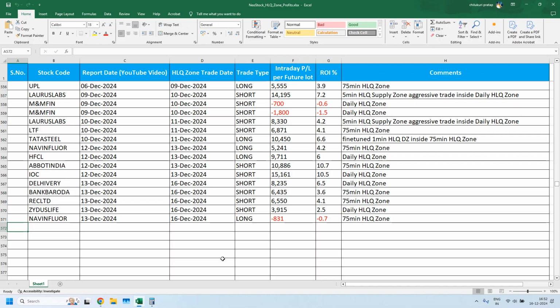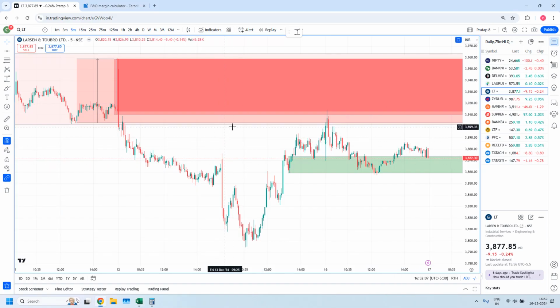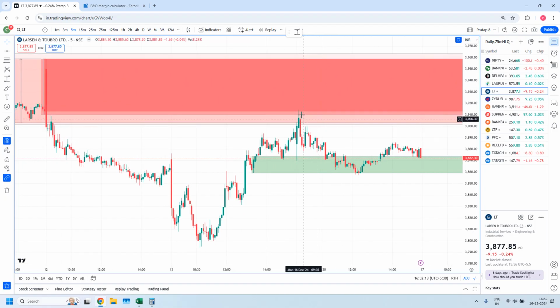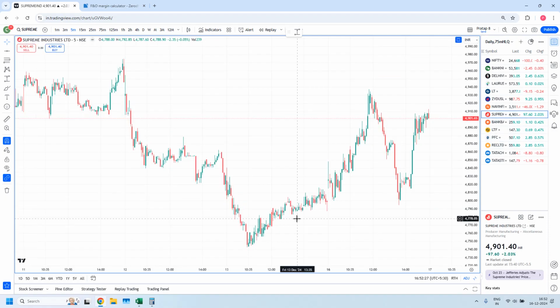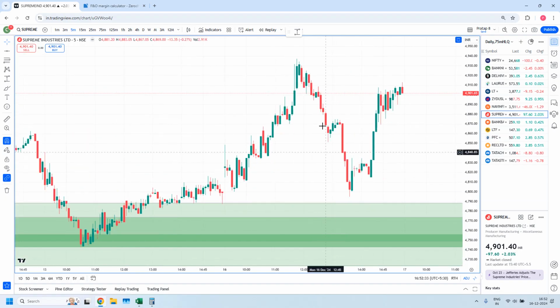Okay, this is about L&T. But otherwise, if people don't follow risk, for them also L&T is a successful trade, but we didn't take the trade. Zydus we discussed in the last 2 hours. We got this trade. Navin Fluorine is a stopped out trade we have. And the next one is Supreme Industries. We didn't have any trade today.